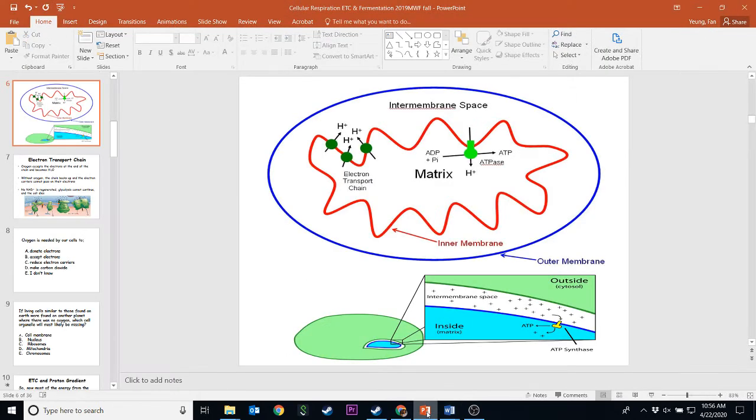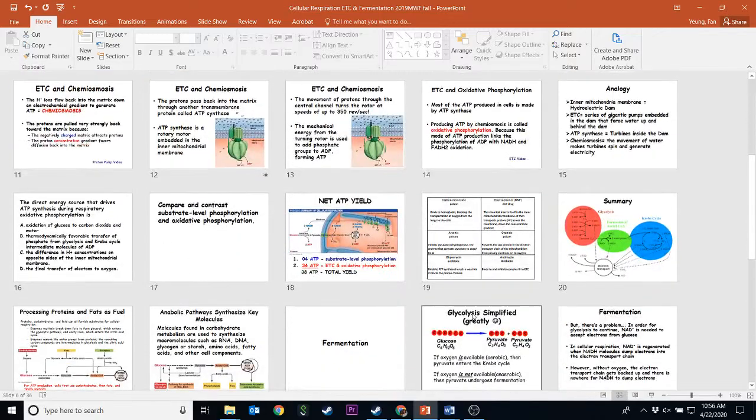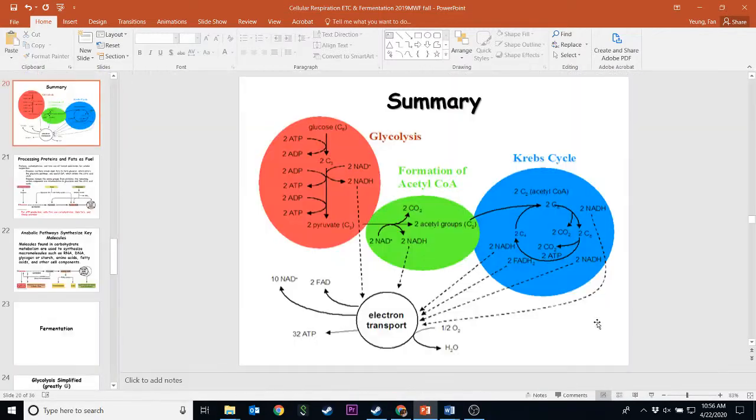Now, one thing I want to point out is this. Do you remember the overall equation for cellular respiration? In the first 3 steps of cellular respiration, the overall equation is what? Glucose plus oxygen, right? Will turn out to be CO2, H2O, and ATP. Now, if you look at these first 3 steps, you don't see any oxygen, correct? You see glucose here, but there's no oxygen here. There's no oxygen. Oxygen only appears in the ETC.